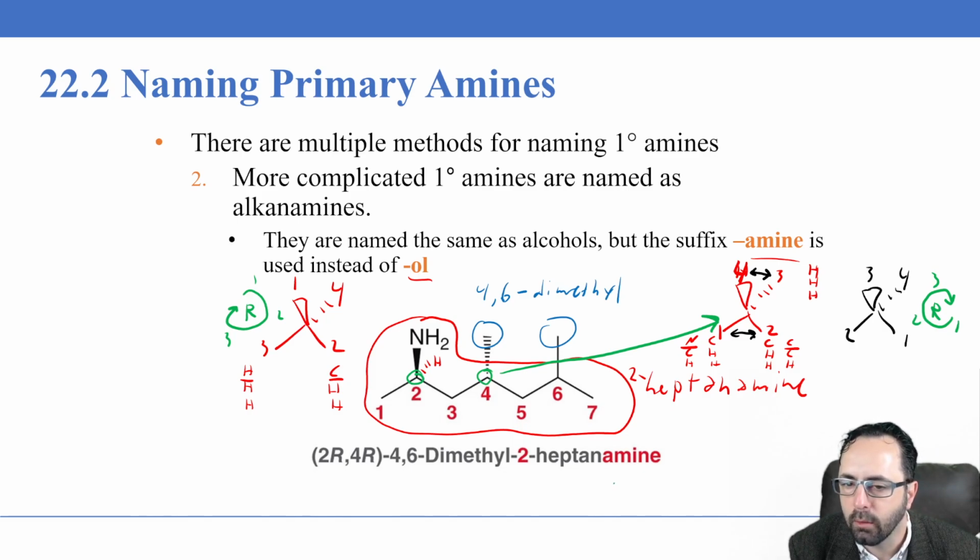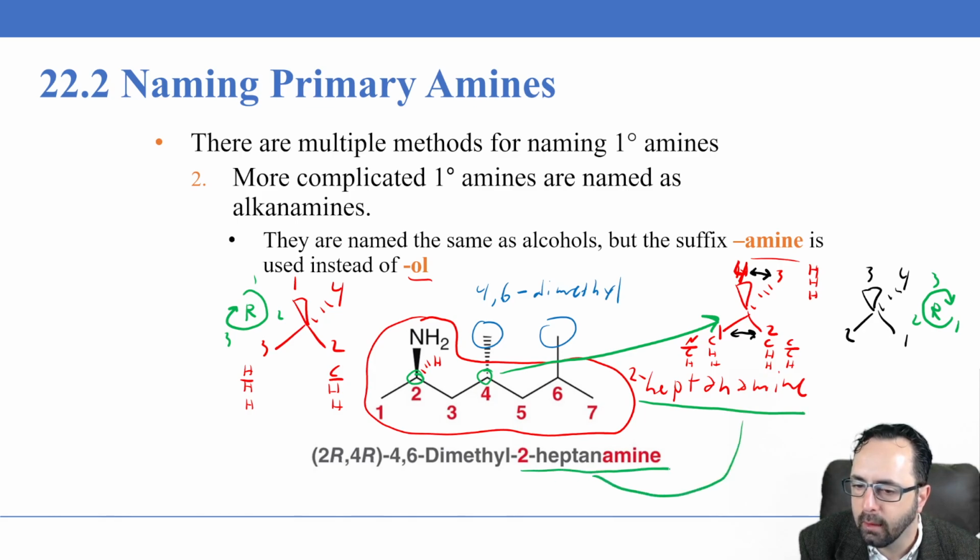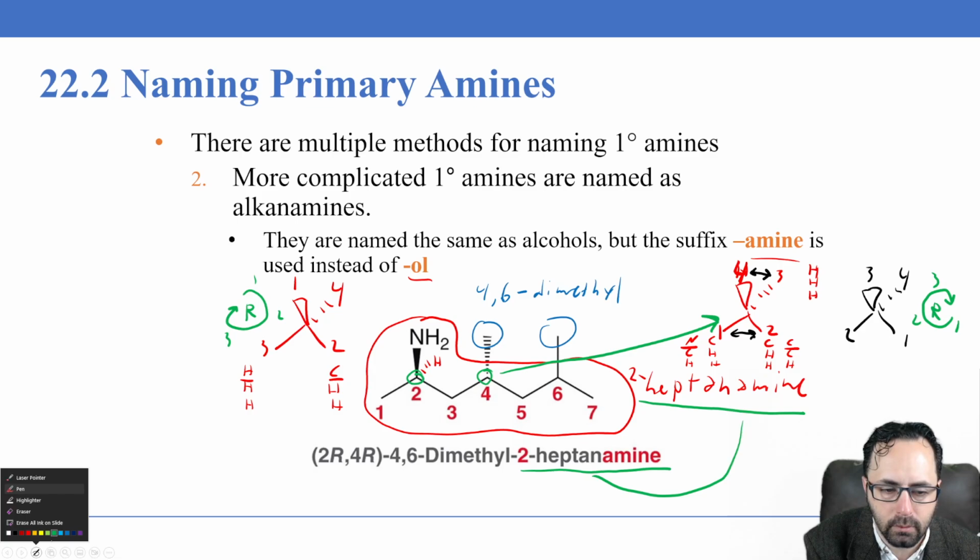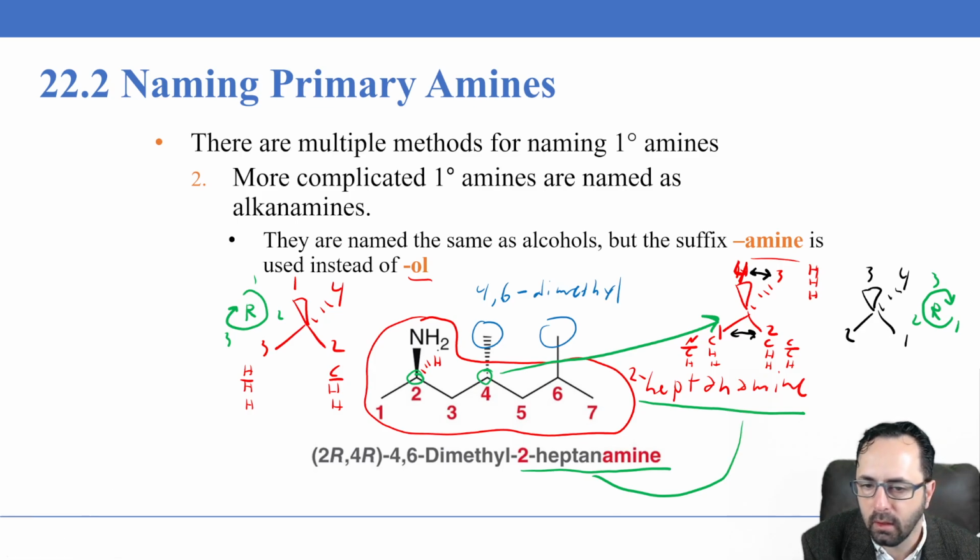And so now we can write our full name. And so to break down the name, on the end, we take this part right here, 2-heptanamine, and that goes right here on the end. And then we put in front of that the 2 groupings here, 4,6-dimethyl.